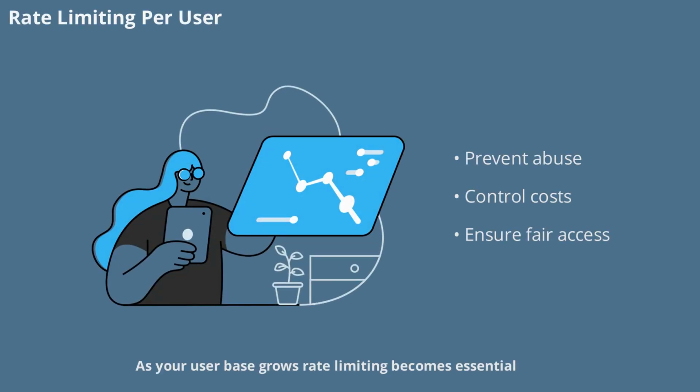As your user base grows, rate limiting becomes essential. By limiting the number of AI requests per user, you can prevent abuse, control costs, and ensure fair access for everyone. Implementing rate limiting protects both your system and your budget.